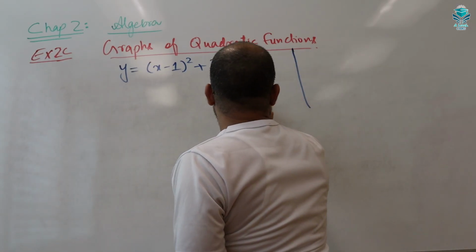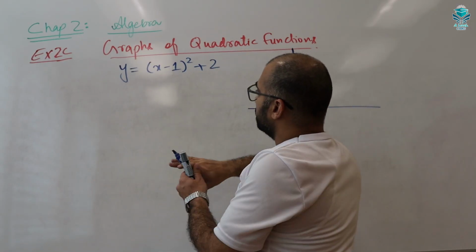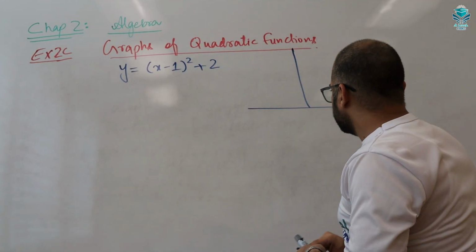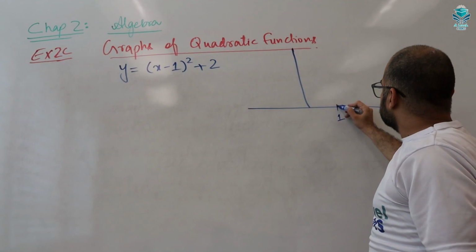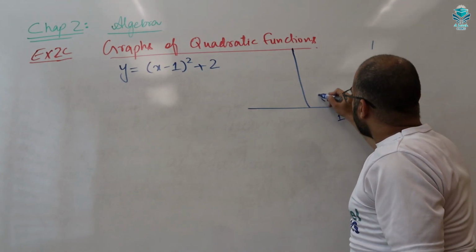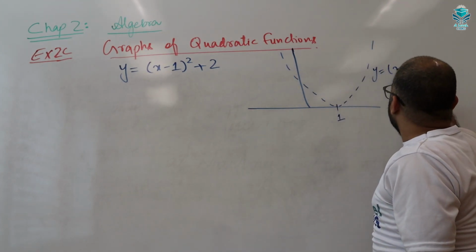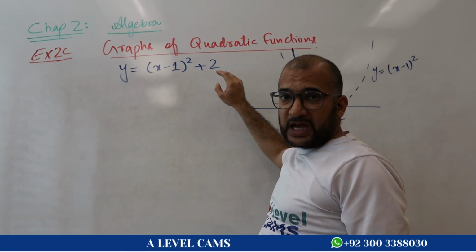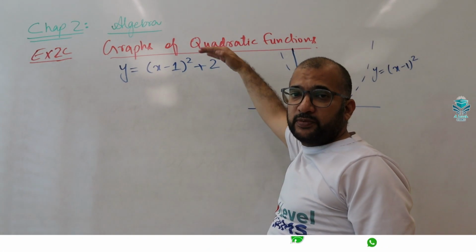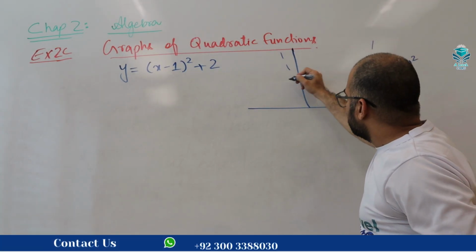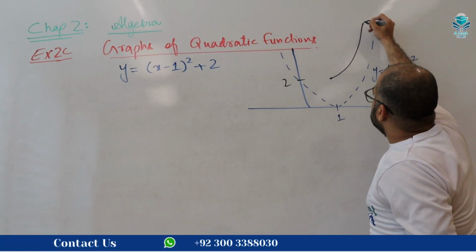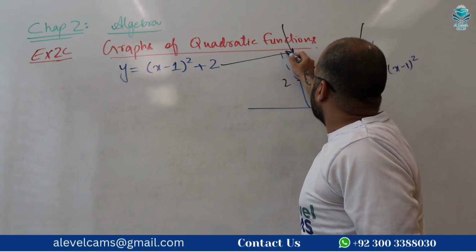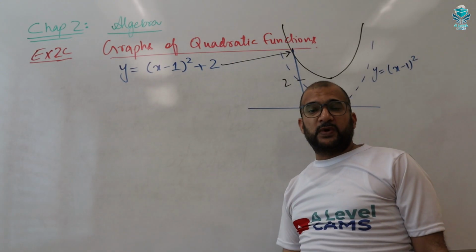So students, for the equation y = (x − 1)² + 2, you can draw a graph like this. Firstly we will observe this one. We will shift right 1 unit, it will be at 1. So this is the graph of y = (x − 1)². But we have to add 2 for every x, which means we have to lift it up 2 units. So the graph will be here, let's say at 2. So this is the exact plotting of the given function (x − 1)² + 2.